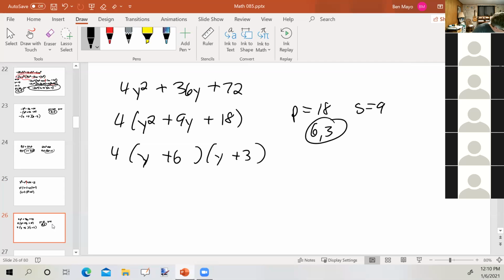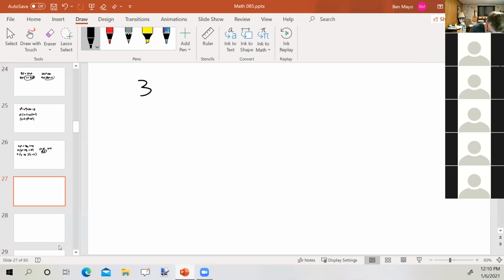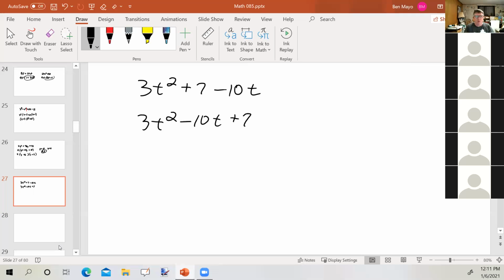Let's see what else we've got. 3t squared plus 7 minus 10t. What are we going to need to do with this one, first of all? Anybody? Put in standard form. Awesome. Good job. 3t squared minus 10t plus 7. So now we have a trinomial. There's no greatest common factor. The leading coefficient is other than a 1, and it's not negative. So we're going to use the grouping method.